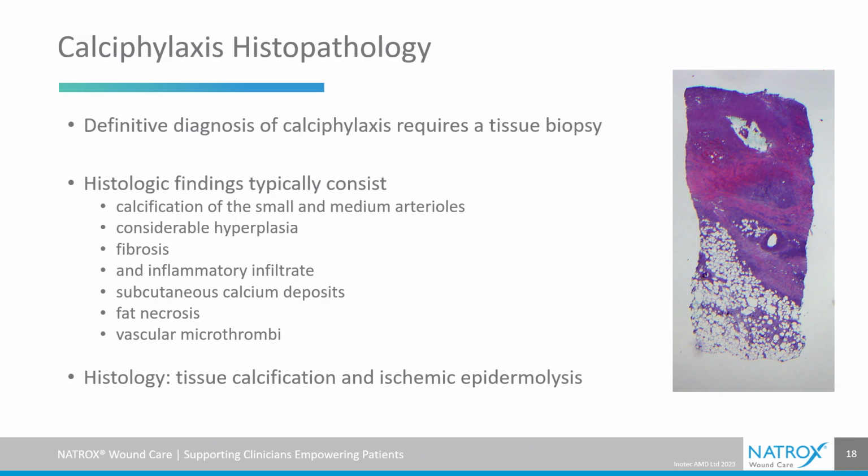A definitive diagnosis of calciphylaxis requires a tissue biopsy. Histologic findings typically consist of calcifications of the small and medium arterioles, considerable hyperplasia, fibrosis, inflammatory infiltrates, subcutaneous calcium deposits, fat necrosis, and vascular microthrombi. Additional histology often seen includes tissue calcification and ischemic epidermolysis.